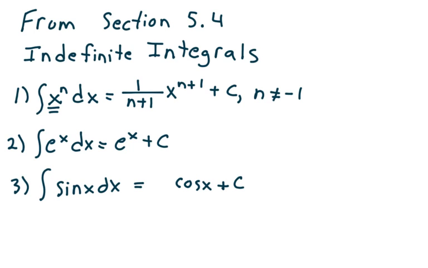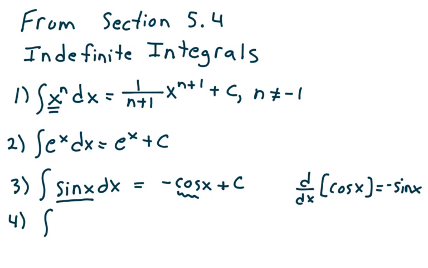But I want you to think about how I'm thinking about it. If I look at the derivative of cosine x, by the way, c is a constant, the derivative of cosine x is negative sine x. So I notice if I put a negative sign on there, I'm going to get sine x back. So the integral of sine x dx is negative cosine x plus c.